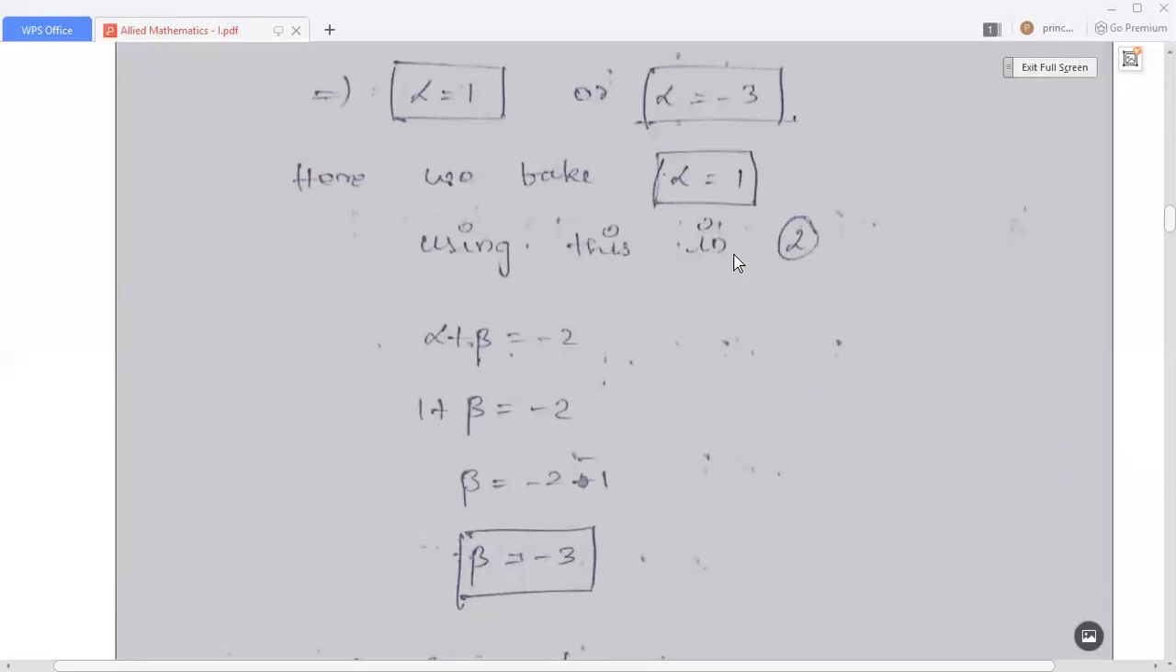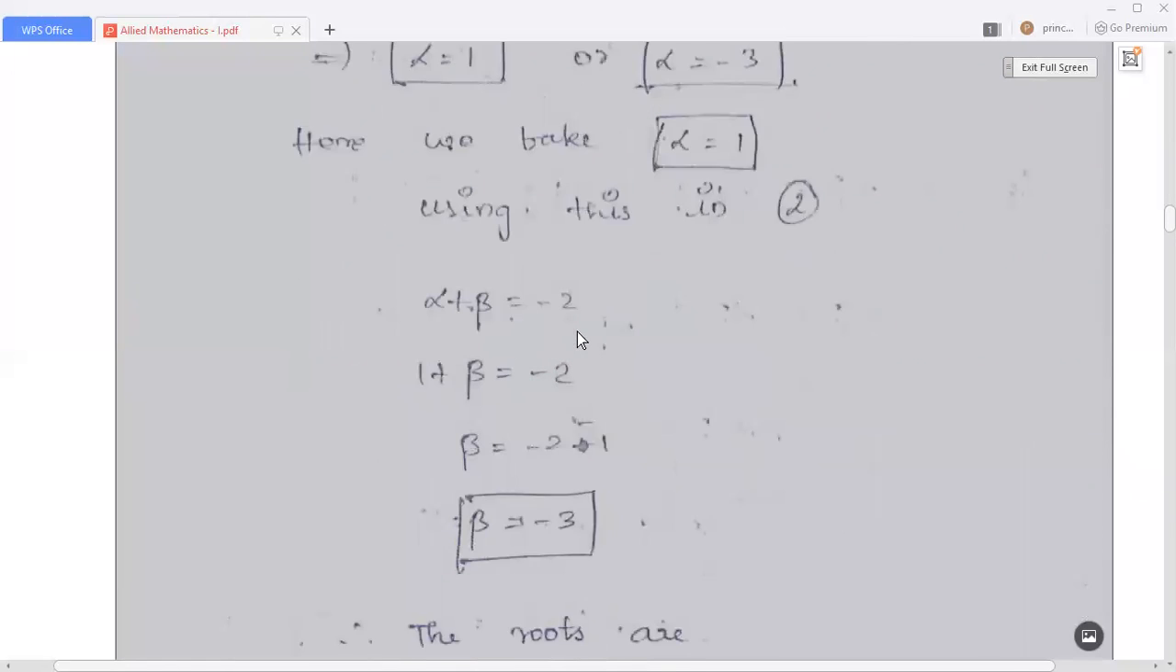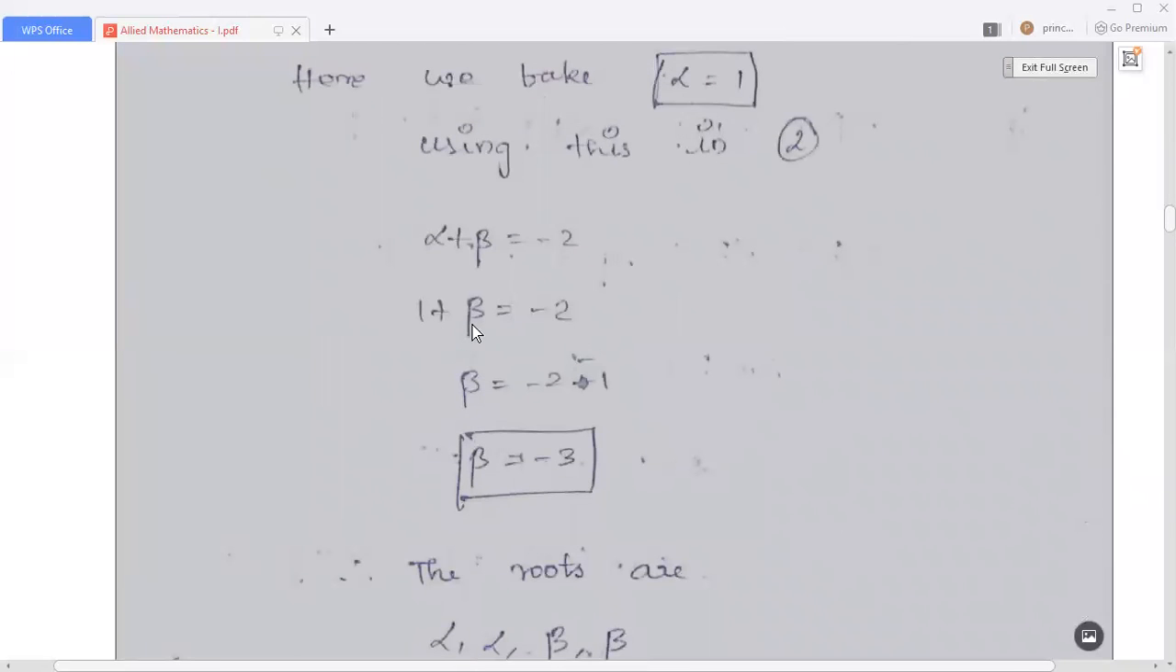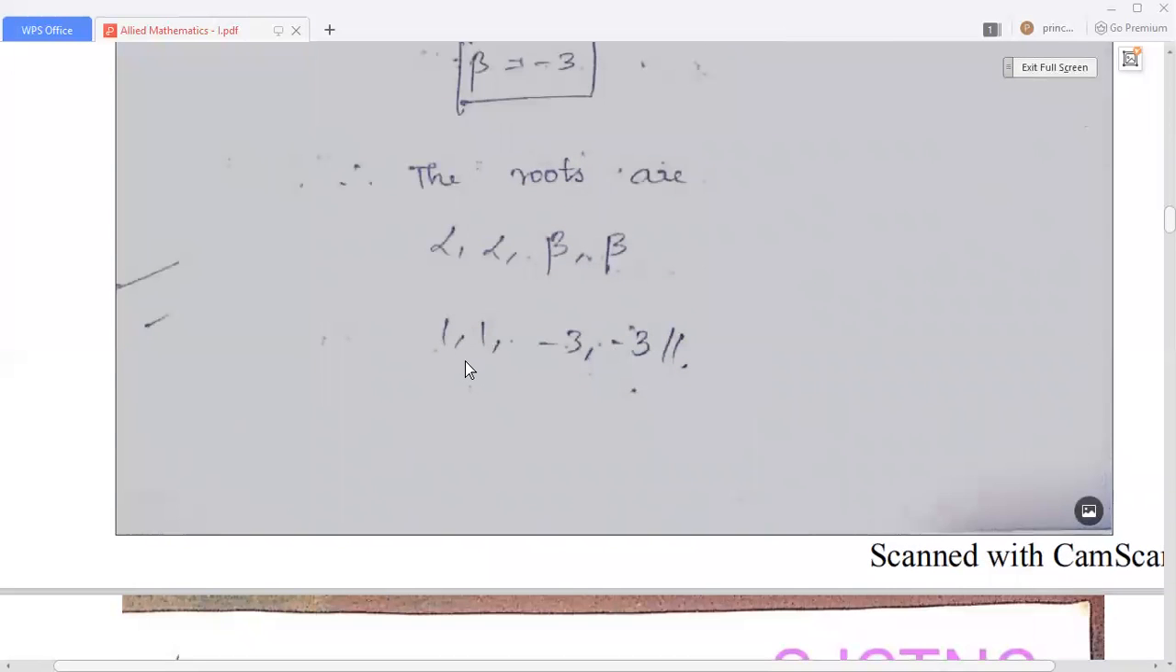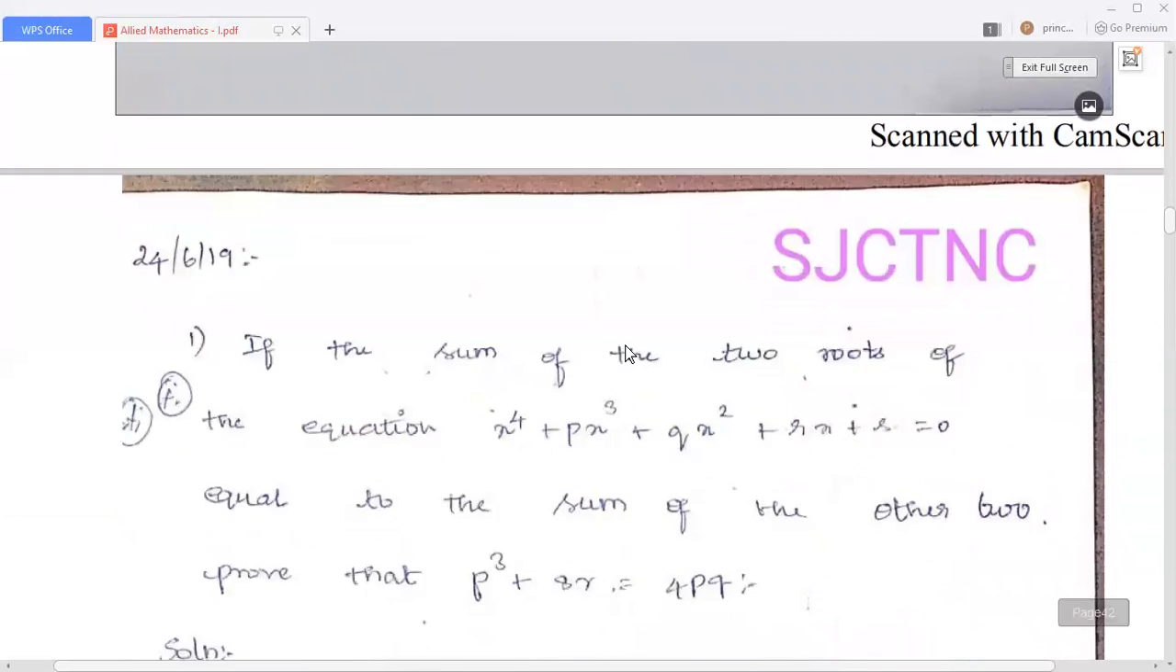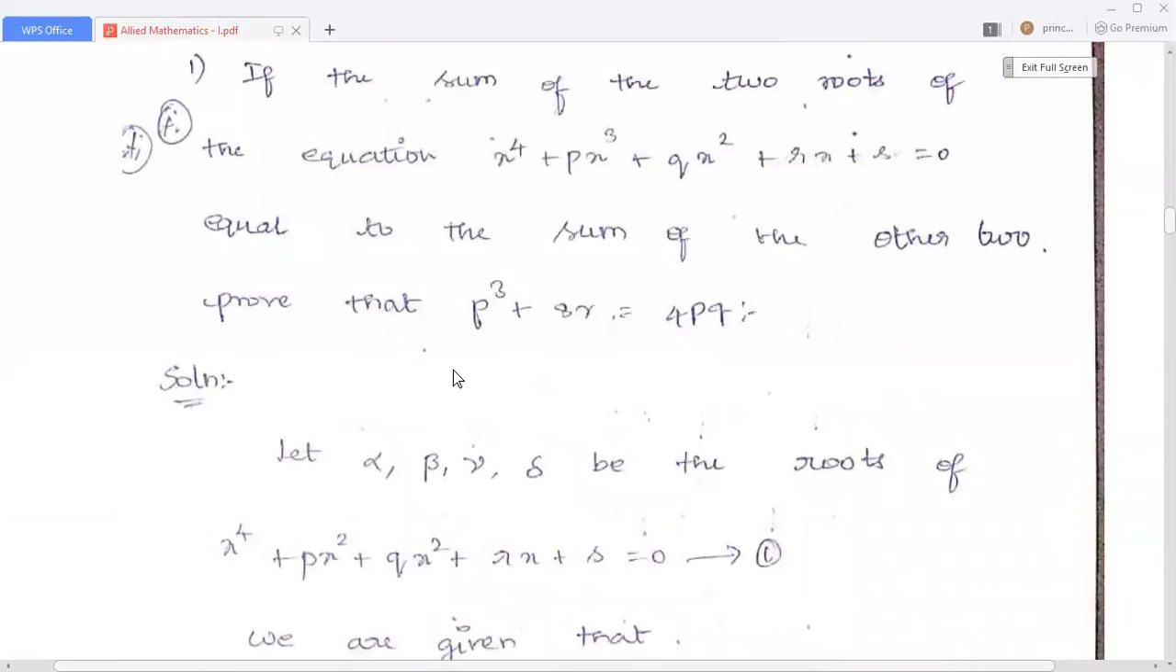Using this value in equation number 2, that is alpha plus beta equal to minus 2, here 1 plus beta equal to minus 2, so beta equal to minus 3. Therefore, the roots alpha, alpha, beta, beta are 1, 1, minus 3, minus 3. This completes the problem.